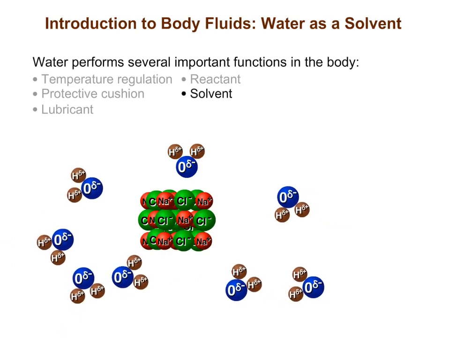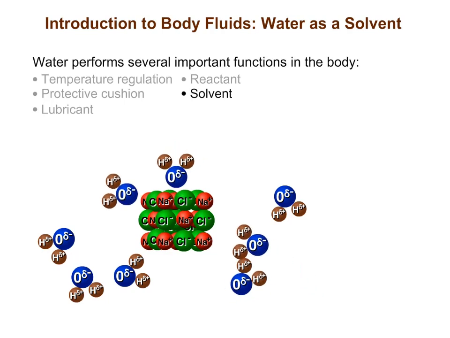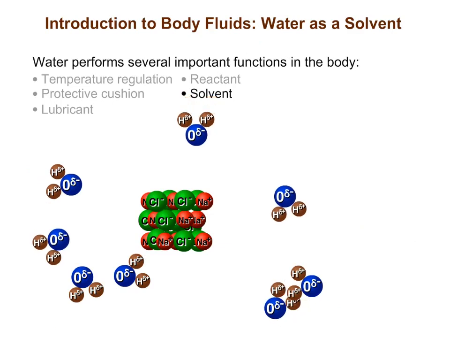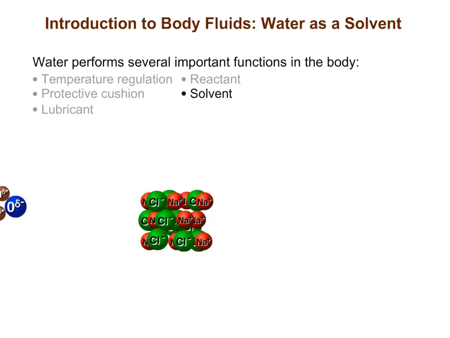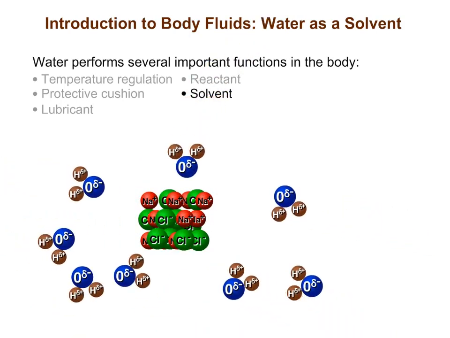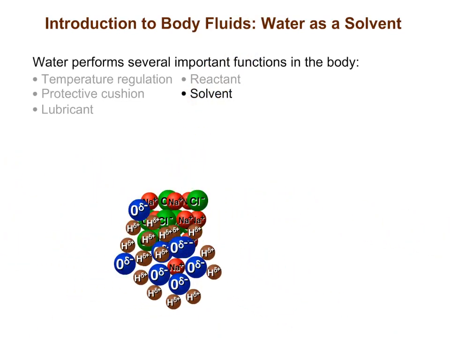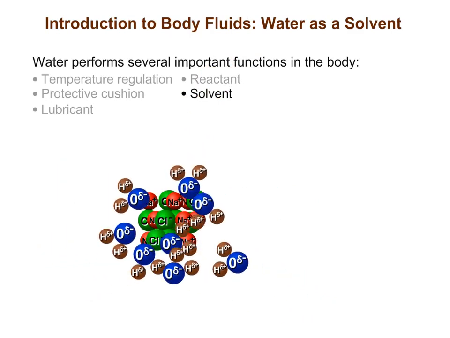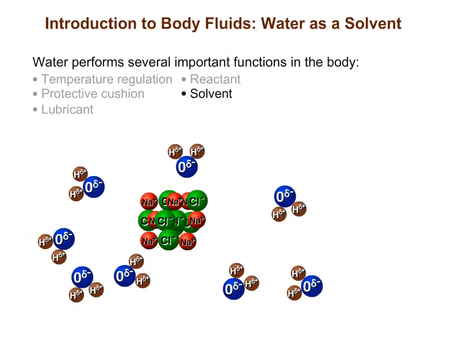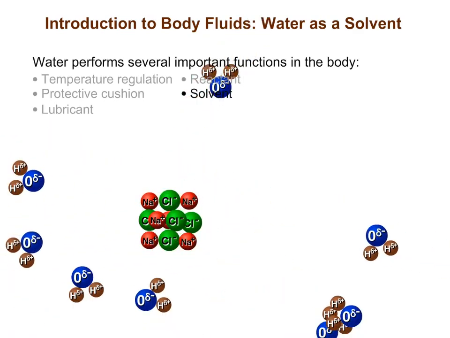Water acts as a solvent to dissolve molecules and ions in the body. For example, if you eat a salty pretzel, the water in your saliva will dissolve the salt. Water is a polar molecule. When water dissolves ions, the partial negative charge on the oxygen attracts positive ions such as sodium, and the partial positive charge on the hydrogen attracts negative ions such as chloride. Except for the salts deposited in bone and teeth, most other ions in the body are dissolved because of water's ability to act as a solvent.